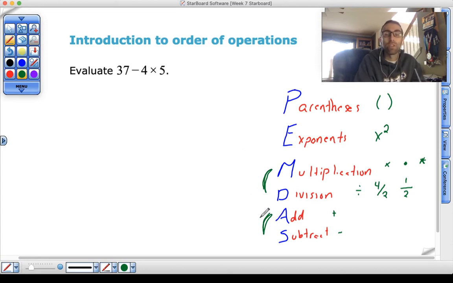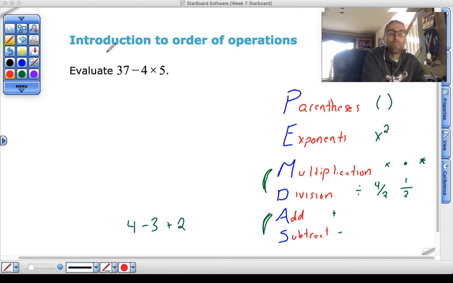Same with addition and subtraction. If I have an example here of 4 minus 3 plus 2, I'm going to do all the addition and subtraction from left to right. So that means I'm going to do the 4 minus 3 first and then add 2. Doesn't mean I have to do the 3 plus 2 first and then do the 4 minus part. So let's stick with the problem that we have here.